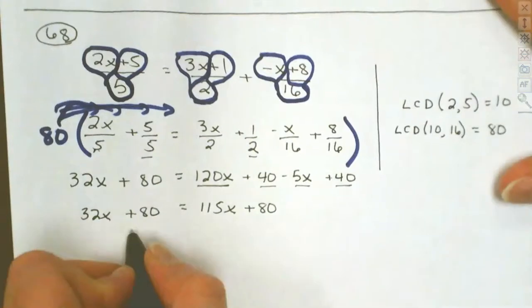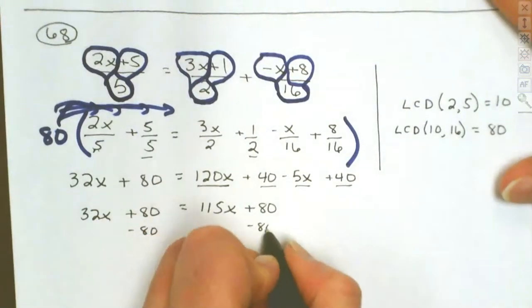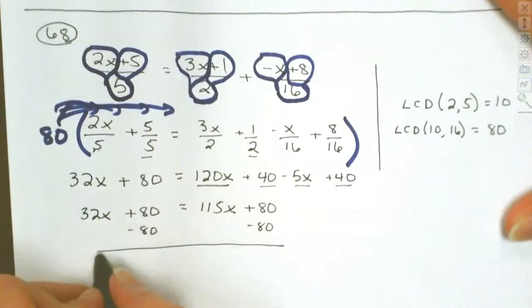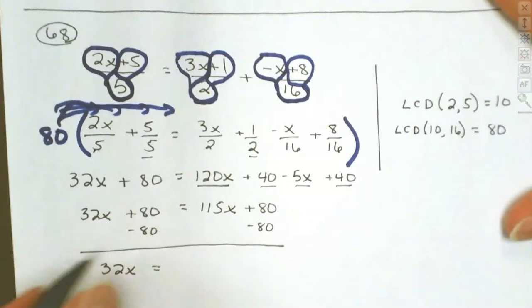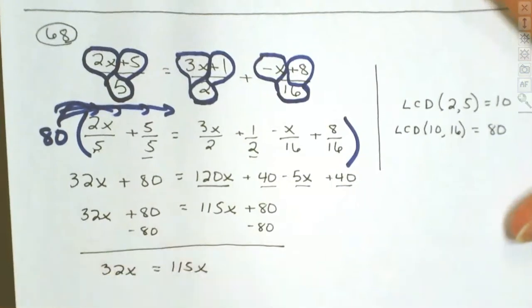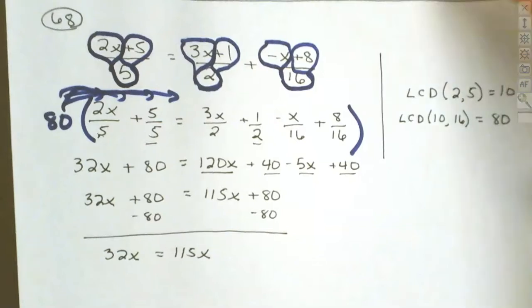So I'm going to move that 80 over with subtraction. And that leaves you then with 32x equals 115x. A lot of times students make a mistake here. We want to go ahead and get this to have the x's all on the left-hand side. So what are we going to do? We're going to go ahead and move that over. So we're going to move that 115 over.